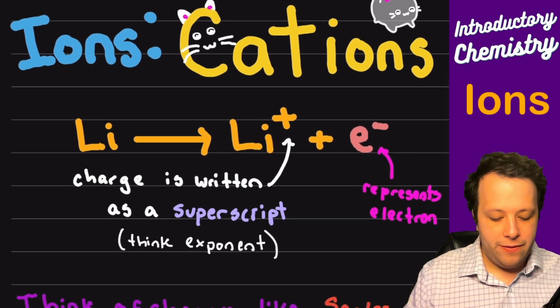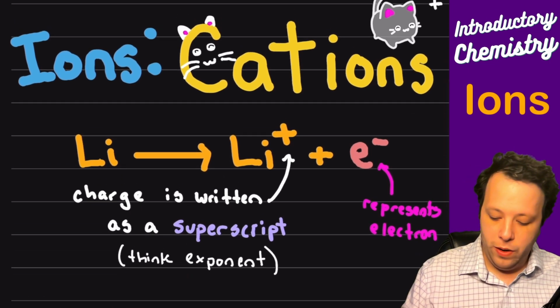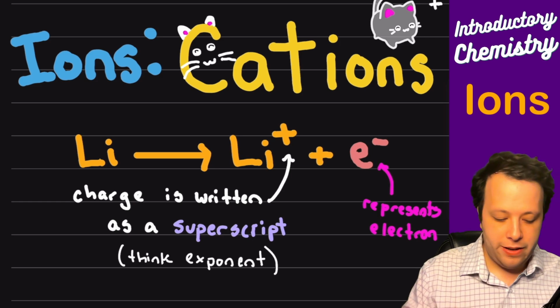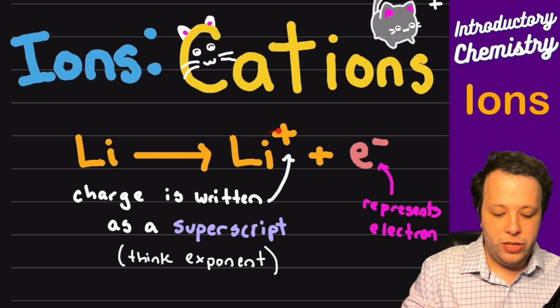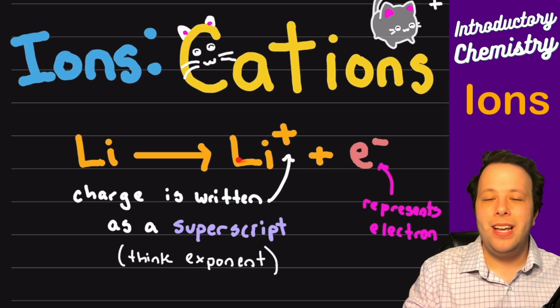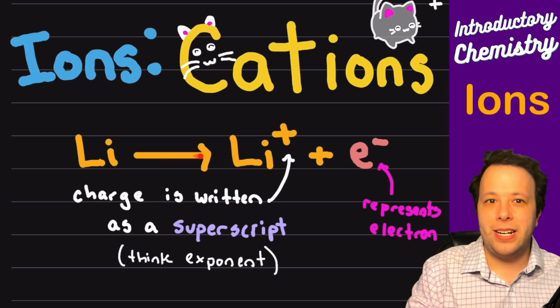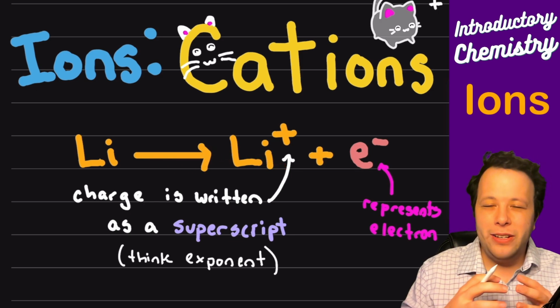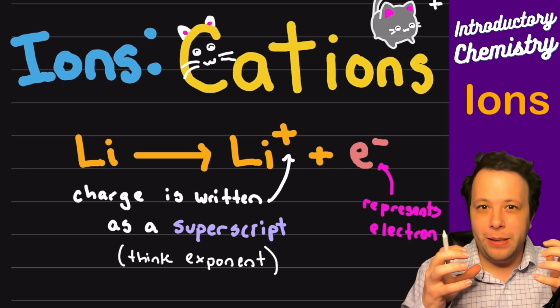So if I have, let's say, lithium here, what I am showing is that lithium is losing one of its electrons. So notice how they are separated. And it's all written on the other side of this arrow here. So it's letting you know it's yielding, it's breaking apart.